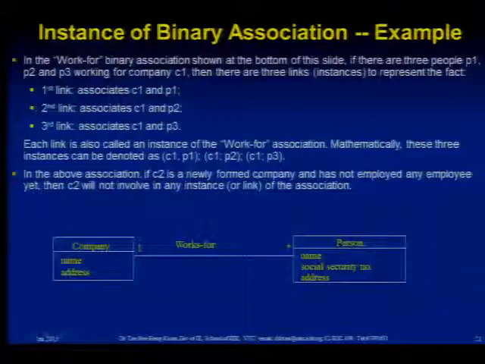So for the binary case, since it always associates 2 objects, 1 from each class, we can use a 2-element tuple. Very straightforward. For the ternary case, what kind of tuple can we use to represent an instance of the association? Same principle, a 3-element tuple. If an association associates 4 classes, then an instance can be represented by a 4-element tuple, etc.